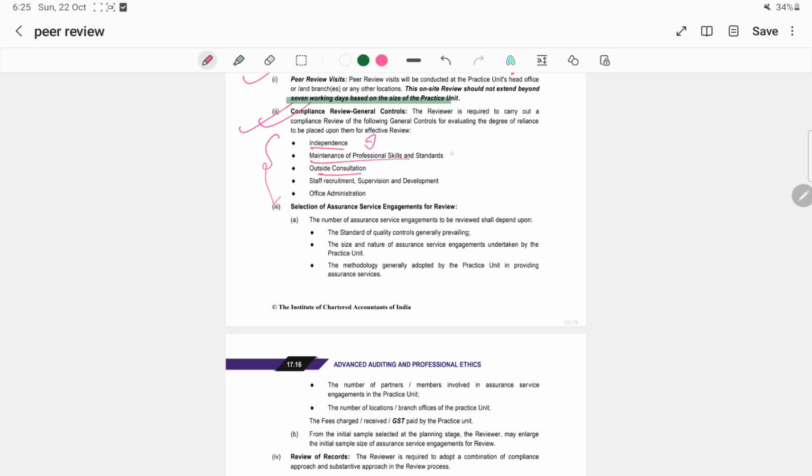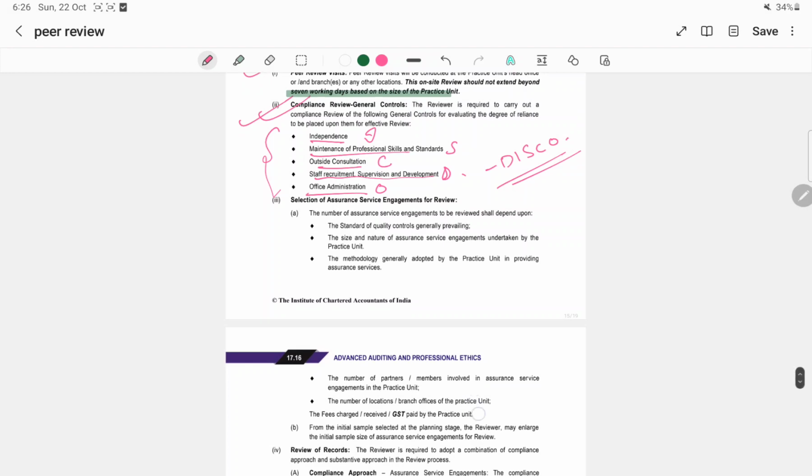Independence, maintenance of professional skills, consultation. Then there is staff recruitment, supervision and development. So this will go D. Office administration will go O. So the memory code is DISCO. With this you can easily remember the compliance review general controls.